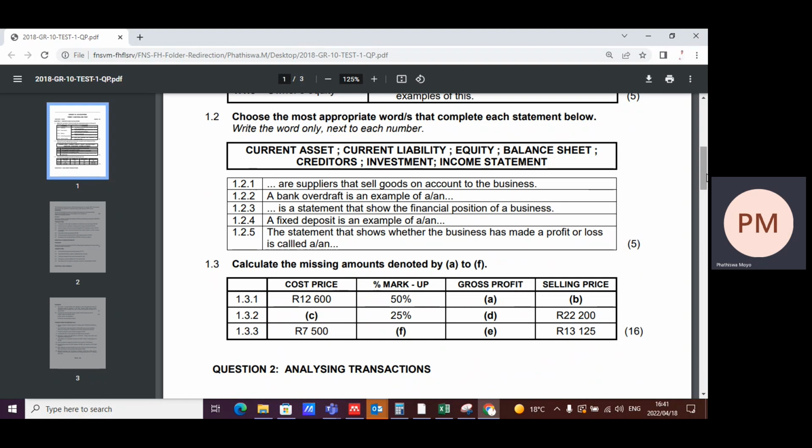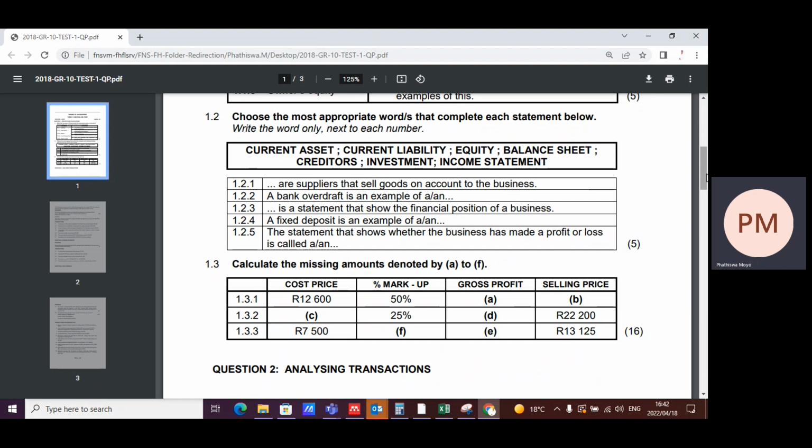1.21 says choose the most appropriate word that completes each statement below. The first one says dash dash dash suppliers that sell goods on account to businesses. I think creditors is the most appropriate. 1.22, a bank overdraft is an example of a current liability. I think it's the most appropriate.